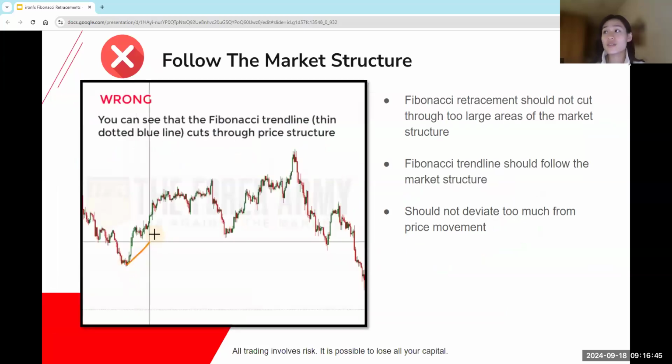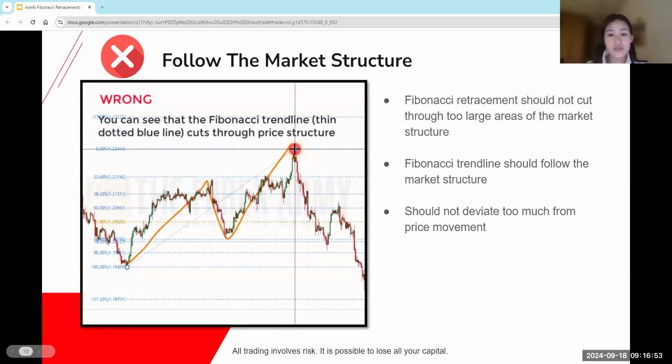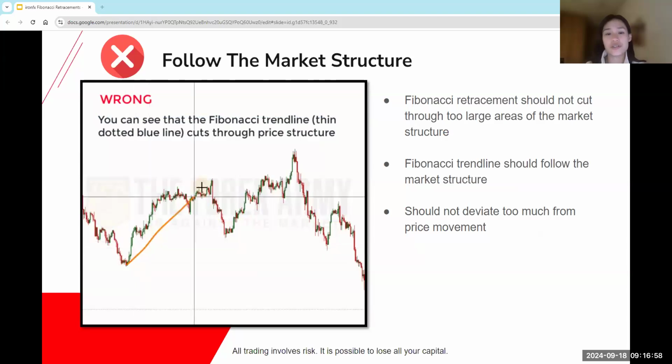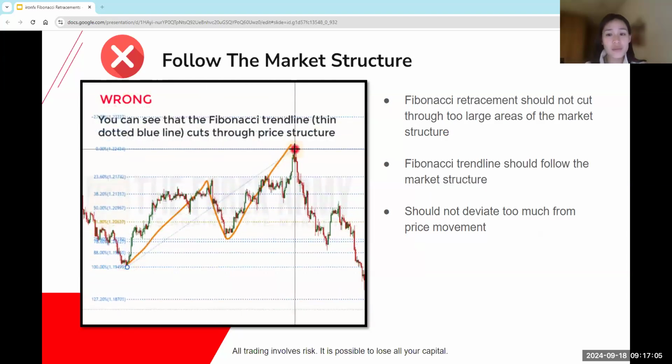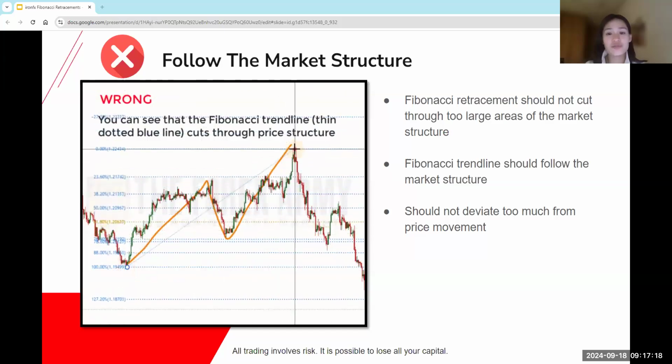Another thing to take note of is to follow the market structure. Fibonacci retracement trend lines should never cut through the two large areas of market structure, as you can see here. Your Fibonacci trend line must follow price structure clearly. In this case, there is a zigzag market structure, and the retracement drawn here cuts through it, making it less effective. So when drawing your trend line, you should follow the movement of price and not deviate from it too much.